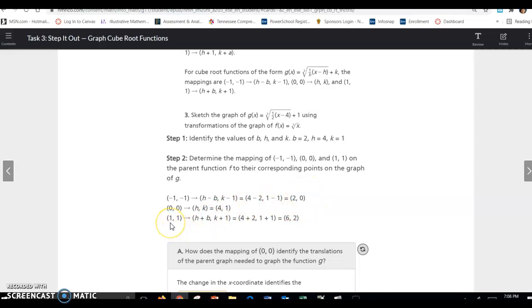And then we also have to find the point (1, 1). What does it map to? So it maps to (h plus b, k plus 1). h is 4 and b is 2, so 4 plus 2 is 6. And then k plus 1, k is 1, plus 1 is 2, so that's where the (6, 2) comes from. So now we have 3 points to start graphing with.